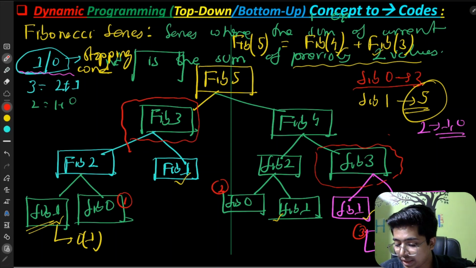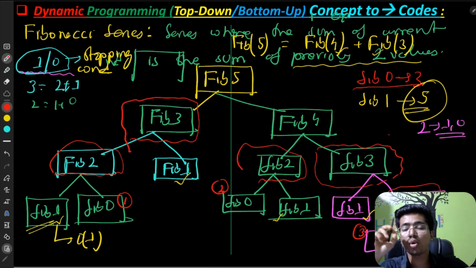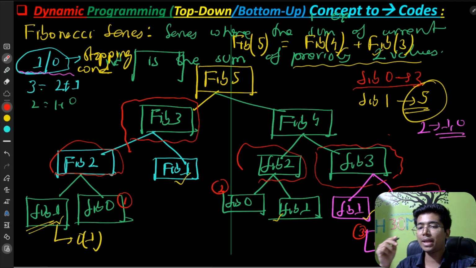Why compute this Fibonacci of 2? There is Fibonacci of 2, and there is also Fibonacci of 2, and there is also Fibonacci of 2. So there is Fibonacci of 2 multiple times. So why calculate it multiple times? Instead, we will calculate it only one time, and for that we will apply approaches. What might be the approaches?